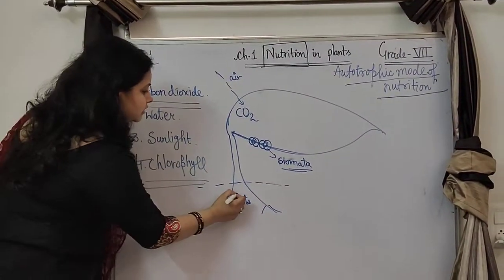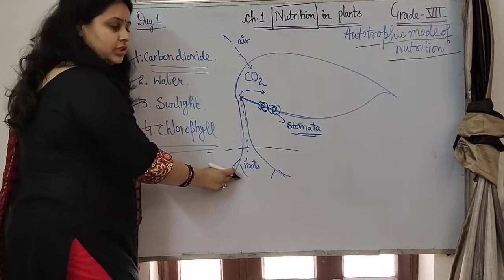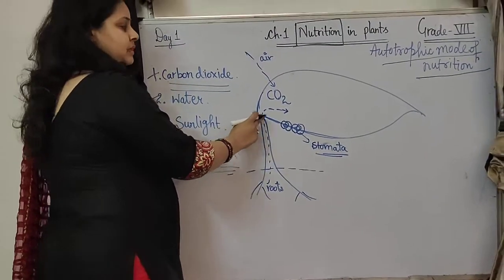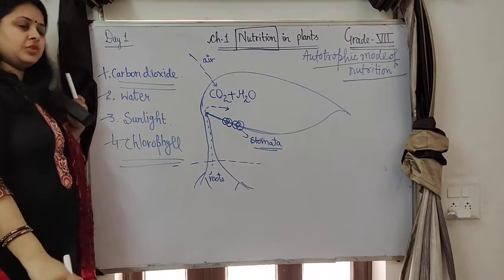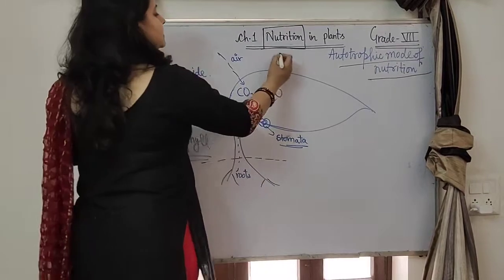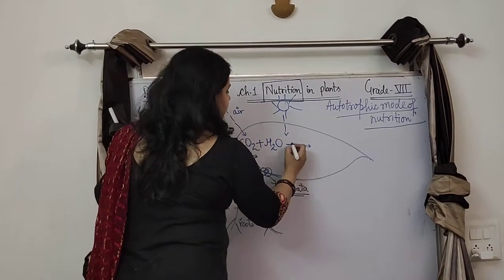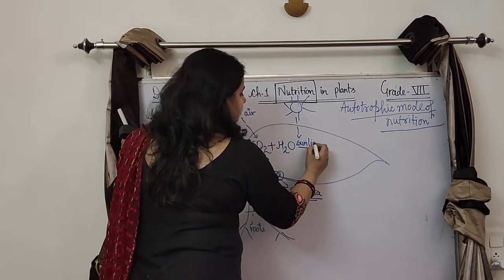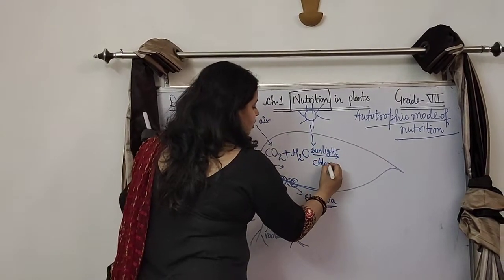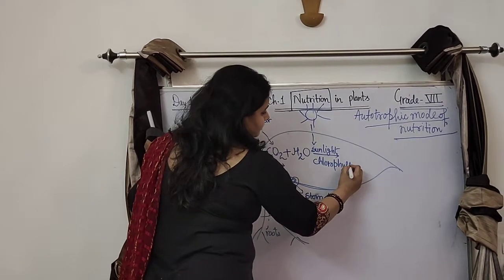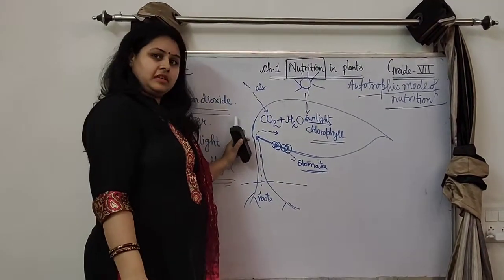Second is water. Plants absorb water through their roots. It goes into the stem, then into the leaves. Here I am writing H2O, that means water. Third is sunlight, that they get from the sun. Fourth, the plants require chlorophyll. You all are familiar with this word? Chlorophyll is a green color pigment that is present in the leaves.